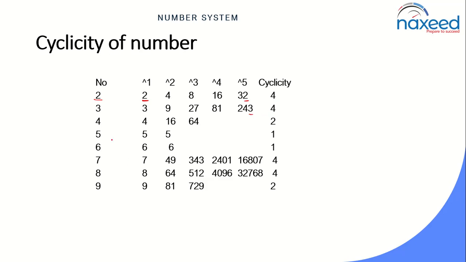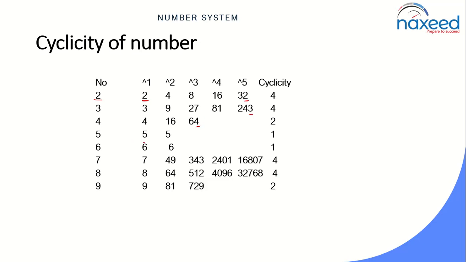Now if we go for 4, then 4 to the power 1 is equal to 4. Unit digit is 4. Square will be 16. Cube will be 64. And in this 64, the unit digit is 4. Correct? That means for 4, the cyclicity is repeating in power 3 only. So the cyclicity of 4 will be 2. Why 2? Because after power 2, in power 3, the cycle is repeating.